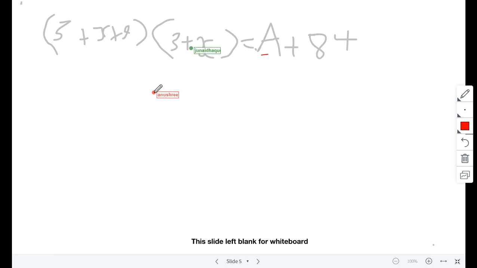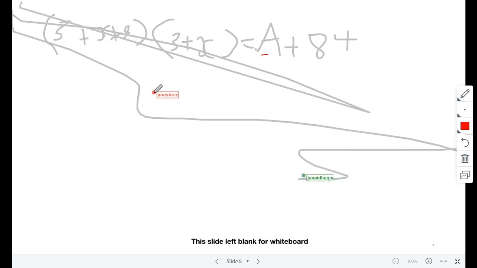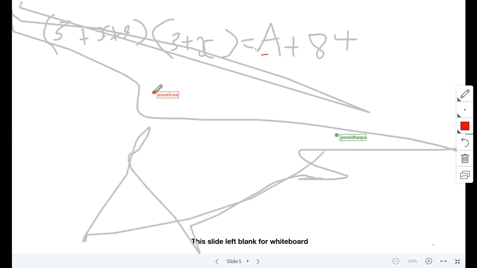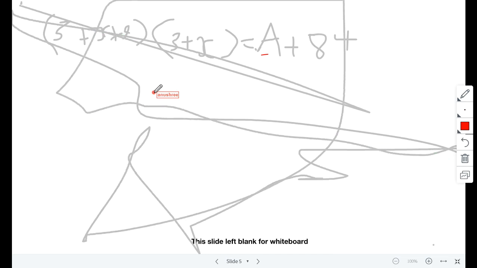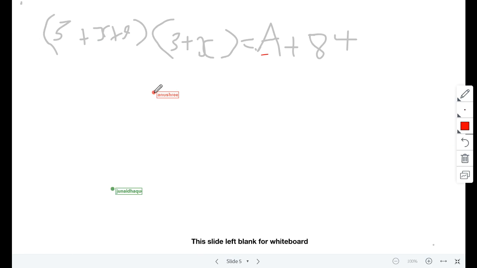Now you solve this. Oh wait, what's happening? Wherever I move my mouse it's drawing and I'm not even clicking anything. Yes, it sometimes happens. You just have to go back and delete. There you go.